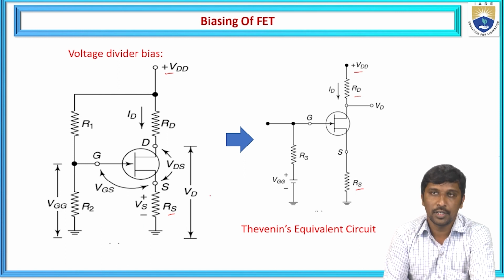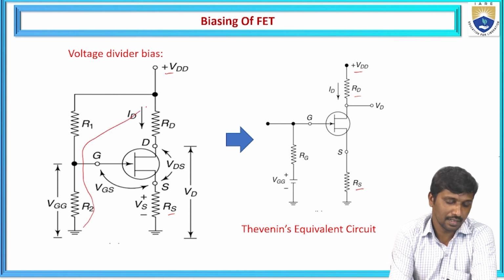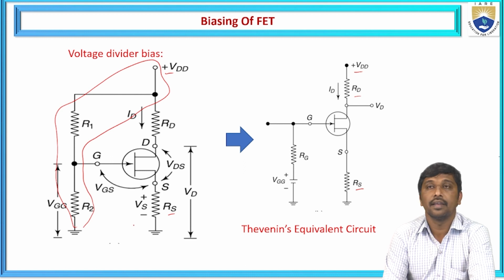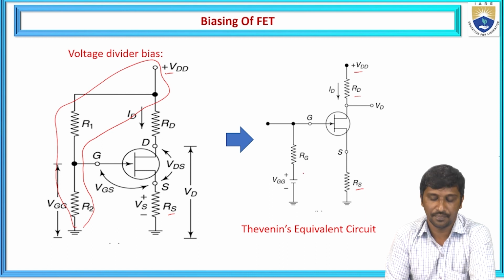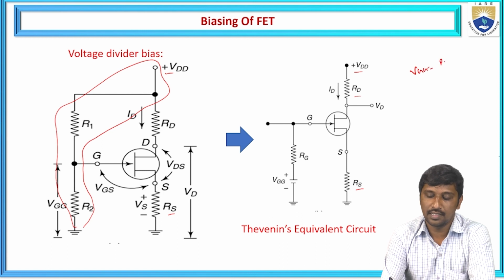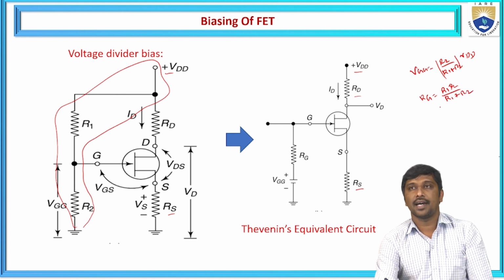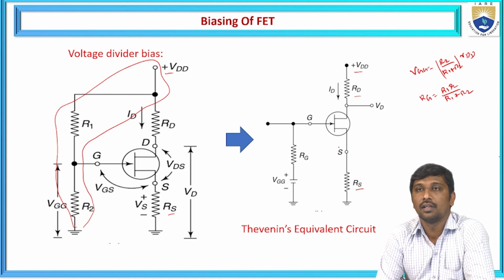But the only thing we are going to modify is at the input side, where this part is replaced with a Thevenin's equivalent voltage, that is VGG, and the Thevenin's equivalent resistance is RG. So remember that VGG is R2 by R1 plus R2 times VDD. And again, remember that RG is equal to R1 R2 by R1 plus R2, or otherwise R1 in parallel combination with R2. Now we need to find out the parameters, means how much drain current.